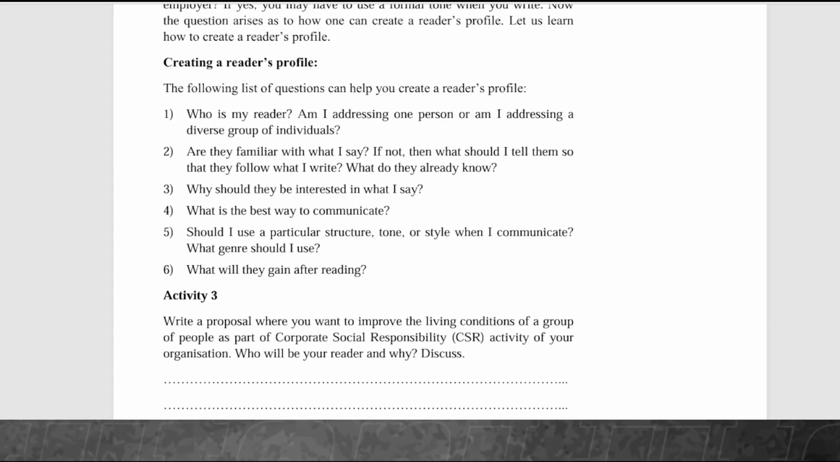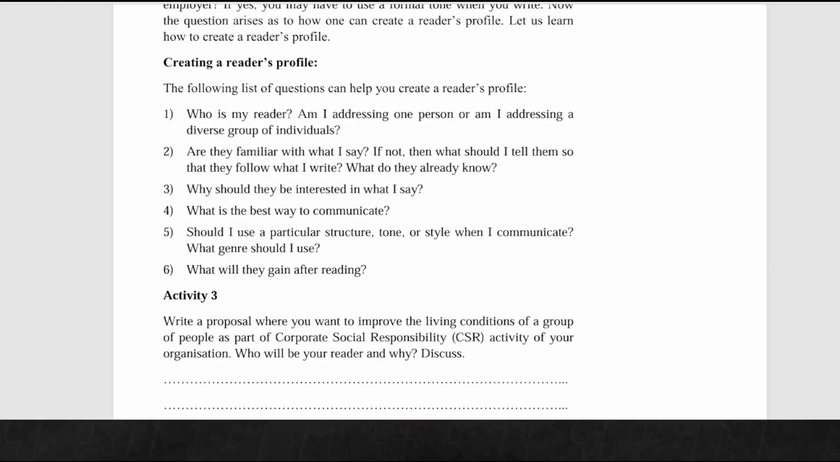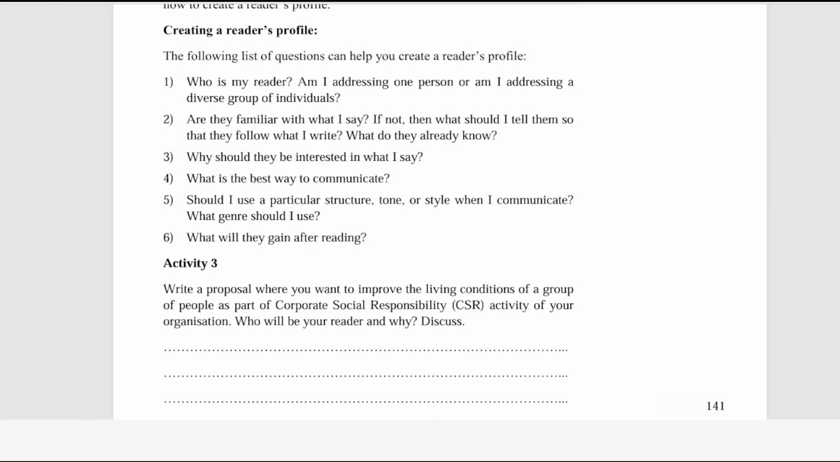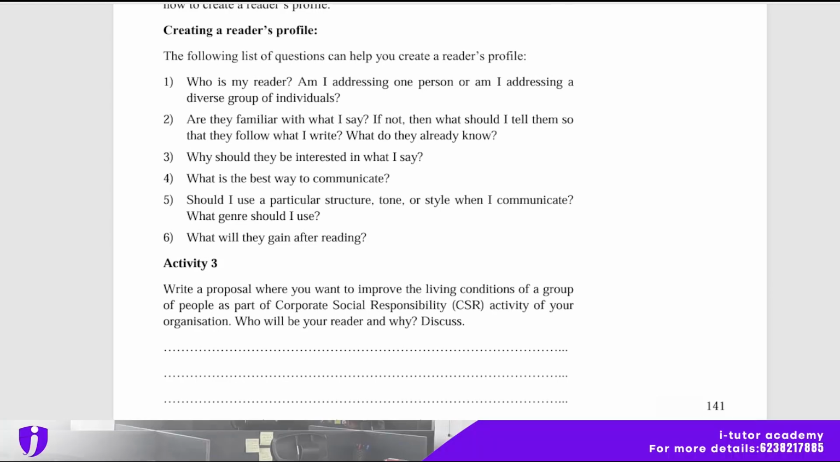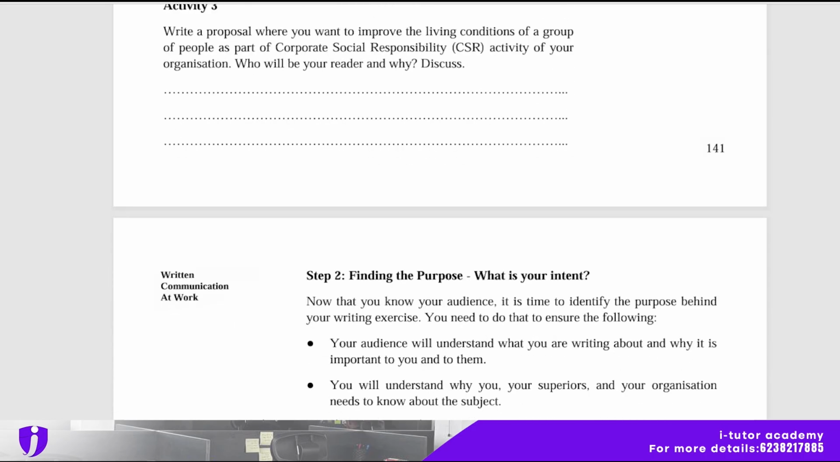The following list of questions can help you create a reader's profile. Who is my reader, and are they familiar with what I say, and why should they be interested in what I say? What is the best way to communicate? Should I use a particular structure, tone or style when I communicate? What will they gain after reading? And activity 3 is under this. You just try to do it.